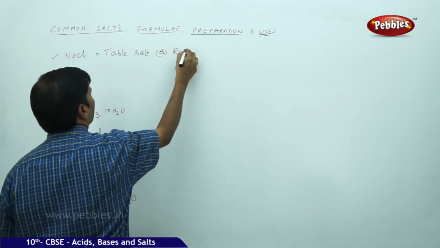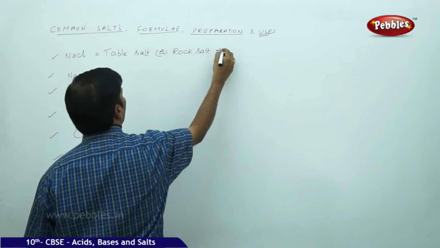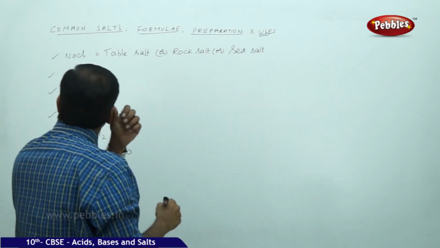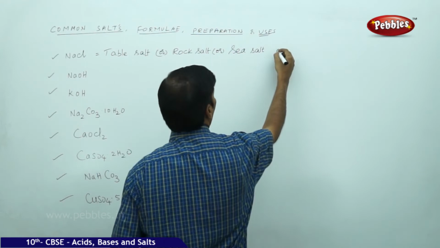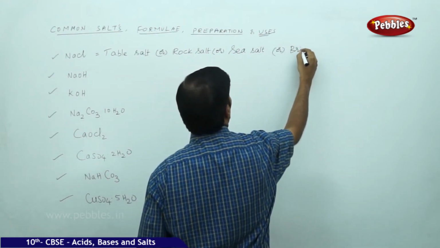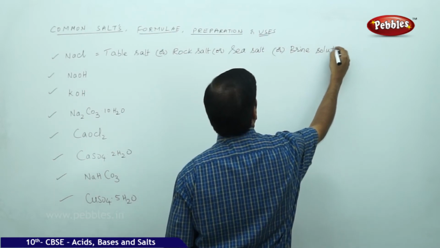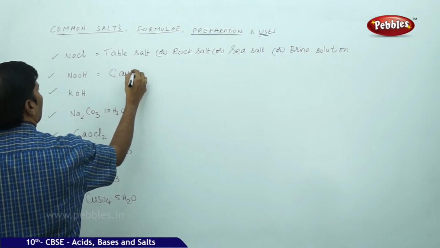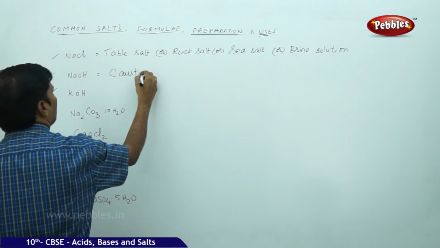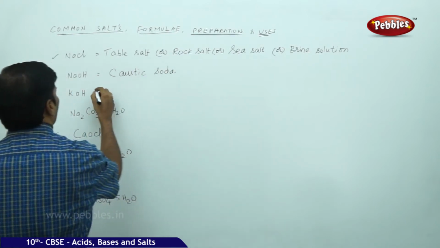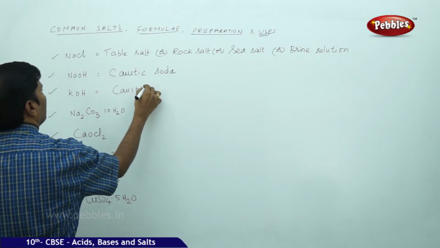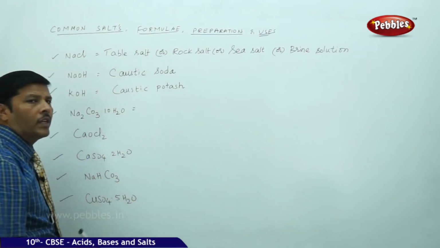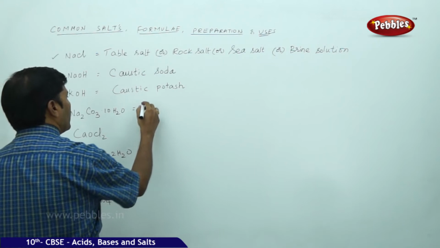or rock salt, or sometimes even we can call it sea salt. In aqueous solution we can also call it a brine solution. NaOH is caustic soda. This is caustic potash. Na2CO3·10H2O we call washing soda.